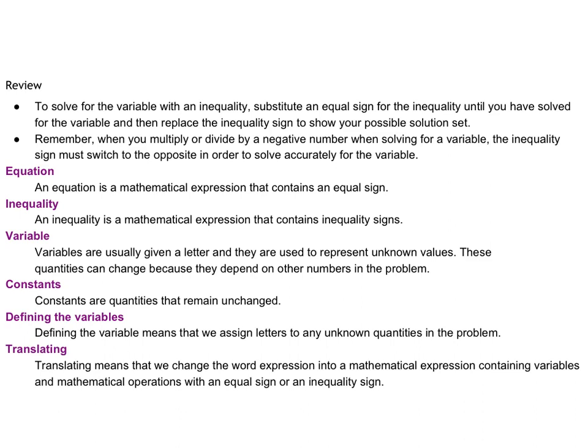An equation is a mathematical expression that contains an equal sign. An inequality is a mathematical expression that contains inequality signs. Variables are usually given a letter and are used to represent unknown values. These quantities can change because they depend on the other numbers in the problem. Constants are quantities that remain unchanged. Defining a variable means that we assign letters to any unknown quantities in the problem, and translating means that we change the word expression into a mathematical expression containing variables and mathematical operations with an equal sign or an inequality sign.